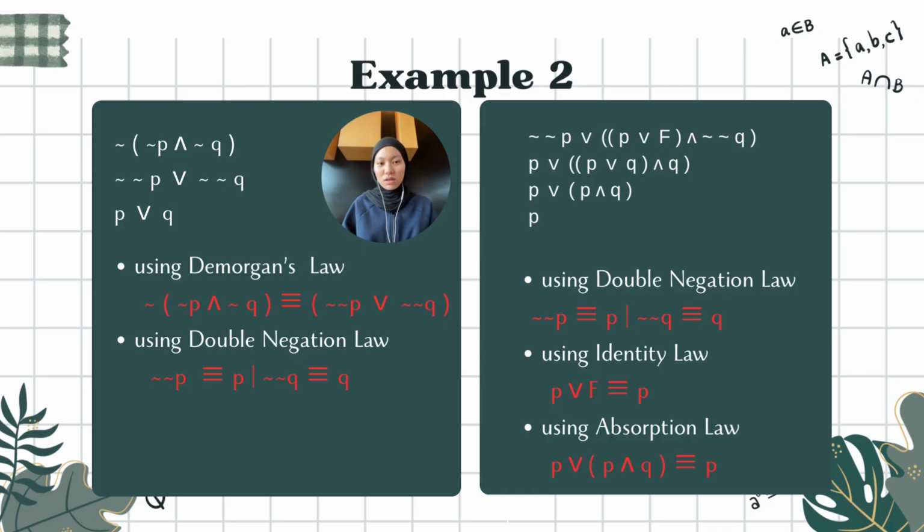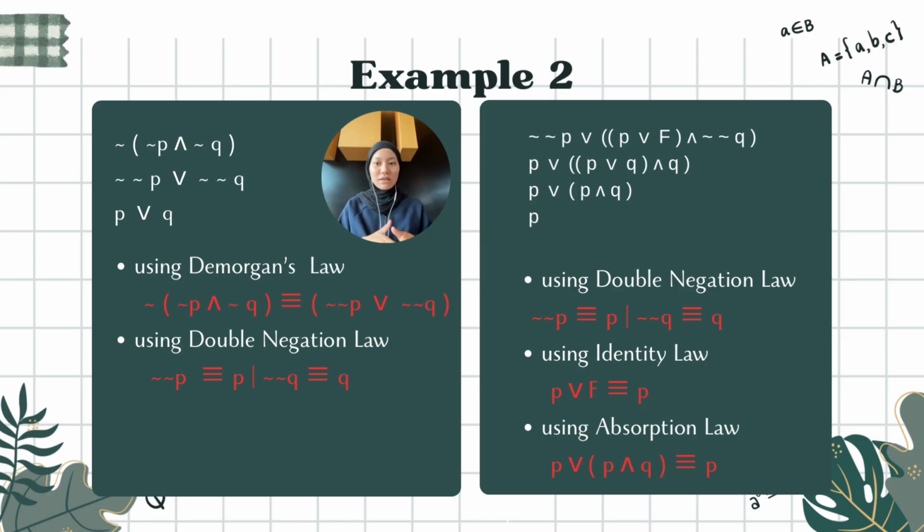First equation is not (not P and not Q). Using De Morgan's law, we will get not (not P and not Q) is logically equivalent with not not P or not not Q. For the next equation, we will get not not P or not not Q. By this equation, we can use double negation law, where not not P is logically equivalent with P and not not Q is logically equivalent with Q. So the answer is P or Q.